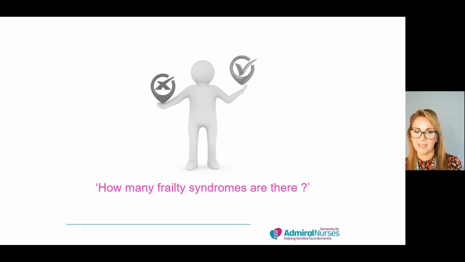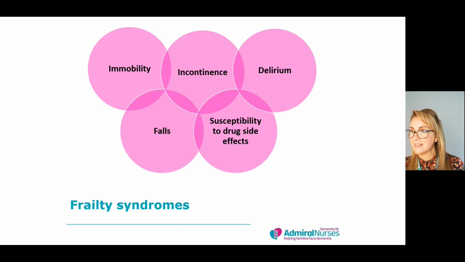So hopefully that's given you enough time to respond to that. So there are 5 frailty syndromes. So the 5 frailty syndromes are falls, immobility, delirium, incontinence, and the susceptibility to side effects of medication. The presence of one or more of these 5 frailty syndromes should raise a suspicion that the person has a position of overall frailty, and that the apparently simple presentation may mask a more serious underlying problem.